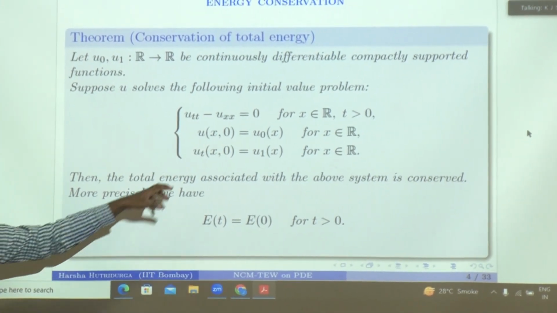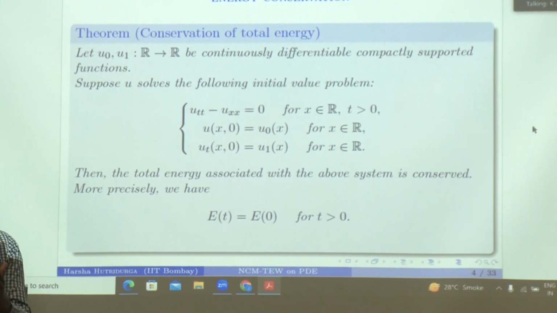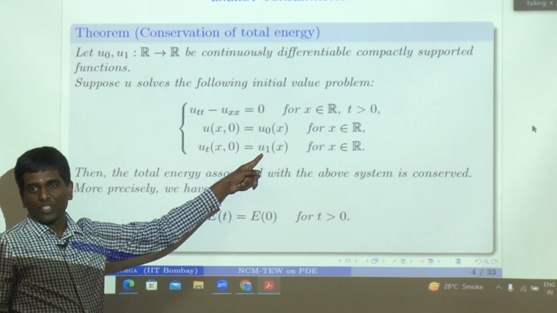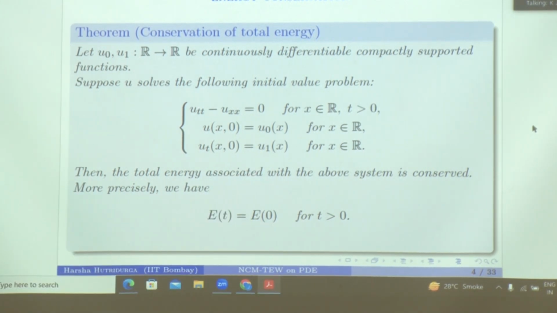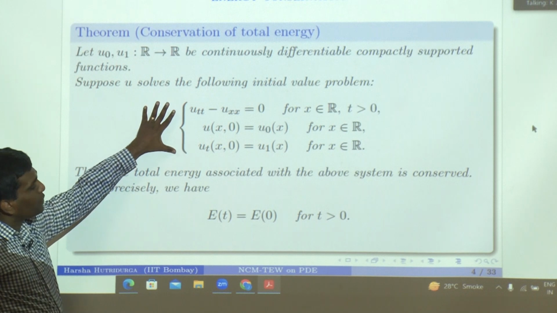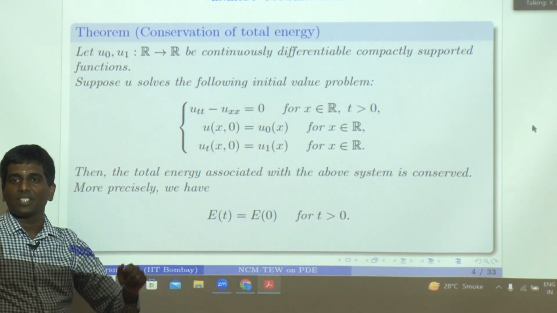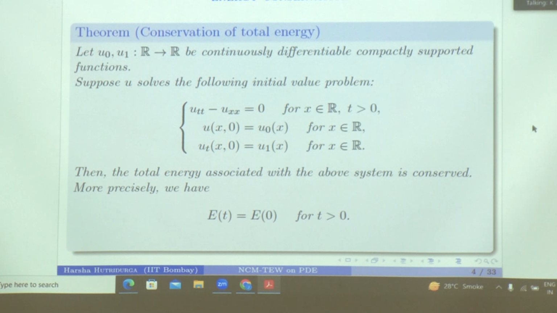So, your total energy of the system is essentially decided by this U0 and U1. As we saw earlier, using U0, you can say what is P of 0, and using U1, you can say what is K of 0. And adding K of 0 and P of 0, you get E of 0, the total energy. And it turns out that at any other future time t, your total energy of the system is essentially what you begin with. So this is a wonderful property of the wave equation, that the energy is not lost in the system.